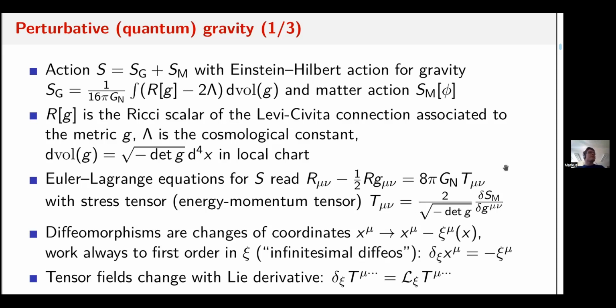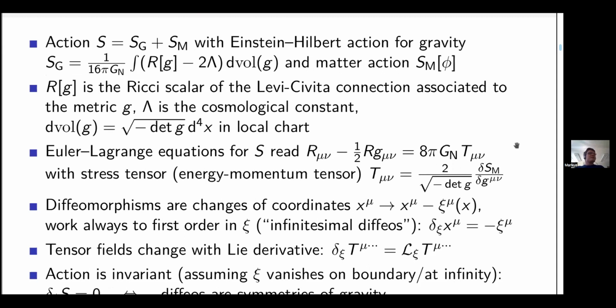And then once you have this, you also realize that there is a symmetry of this action, namely diffeomorphisms. And for physicists, diffeomorphisms are nothing else but changes of coordinates. So instead of your coordinates x mu that you use to describe your manifold in a local chart, you change to x mu minus some function psi mu, which can depend on coordinates x. And as a physicist, I always like to work to first order in psi, and this is what is called an infinitesimal diffeo. So whenever a physicist says infinitesimal, it just means to first order in psi, to ignore all higher order terms. And that means the change of coordinates under such an infinitesimal diffeo is just given by minus psi mu. Again, the sign is convention.